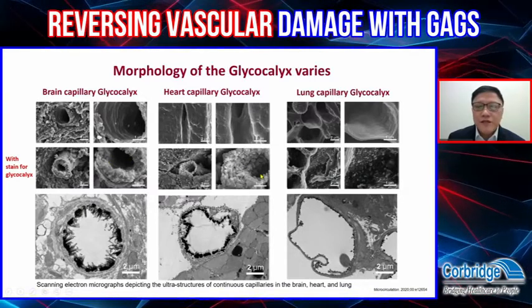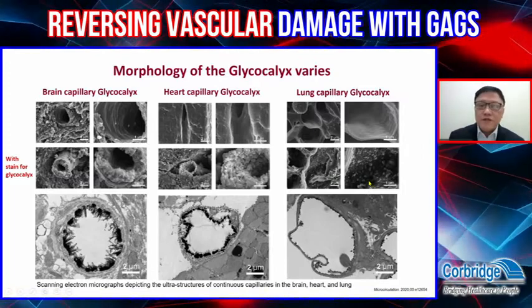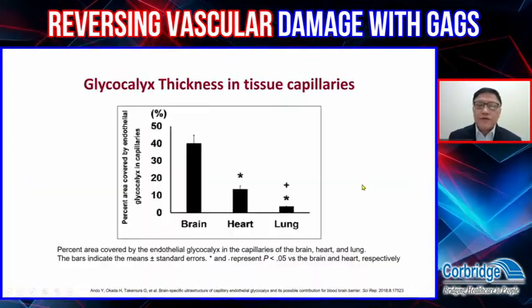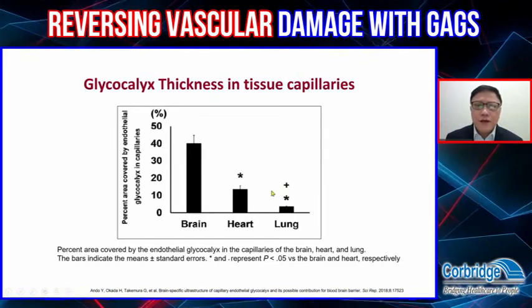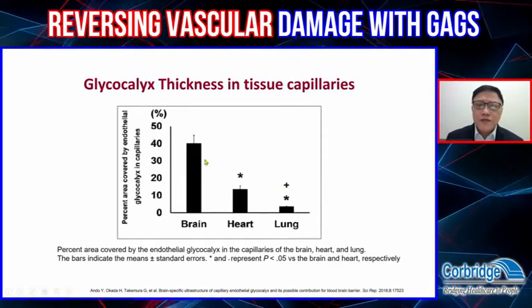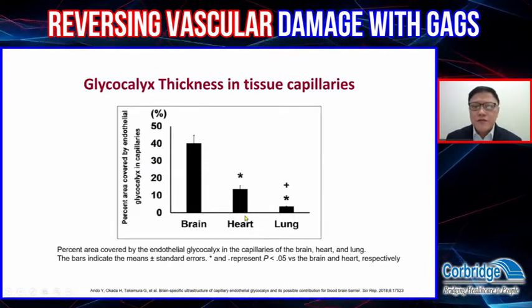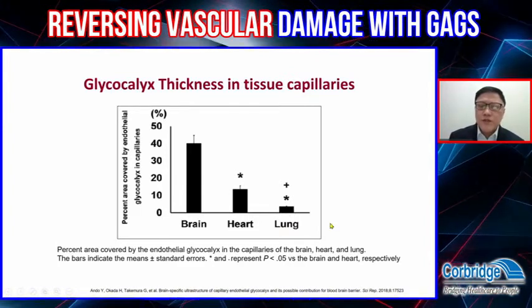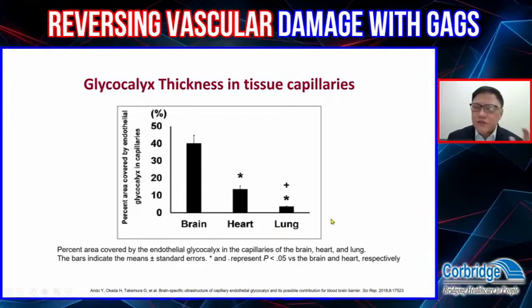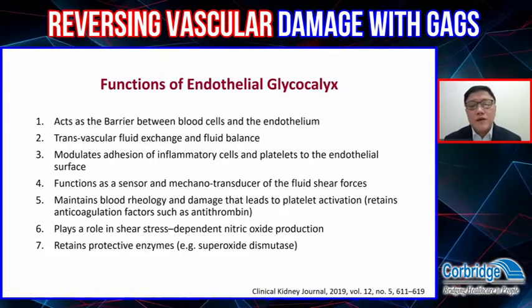They are very thick, thicker than the endothelium itself, right? And you can see here how thick the glycocalyx is in terms of tissue differentiation. It is thickest in the brain and thinnest in the lungs. And of course, you know why the lungs are thin: because of the exchange of carbon dioxide and oxygen and other gases.